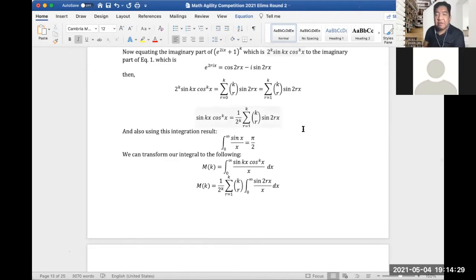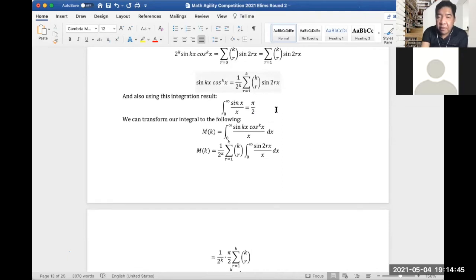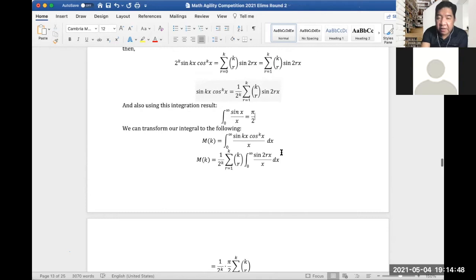And also we can use the result of this integral that we know, right? The integral of sine x over x from 0 to infinity would give us pi over 2. And therefore we can transform our integral to the following. So this sine to the kx over x would be the sum of sine 2rx over x dx from 0 to infinity, and then 1 over 2 to the k is this part here, right? Plus the x, which is our denominator in the original integral. So we already transformed this in terms of a summation process.